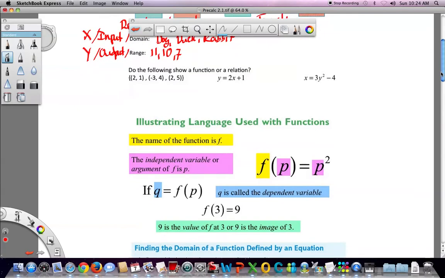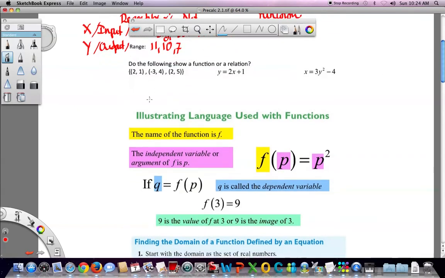Okay, this is a little more mathematical, so do the following: show a function or a relation. I'm looking here, I see 2, -3, and 2 again. Do you see how the x value 2 is repeated? If I was listing this in a table, at 2 I would be 1, and at a -3 you would be 4, and then at 2 you could also be 5. So that's not a function, that is a relation.